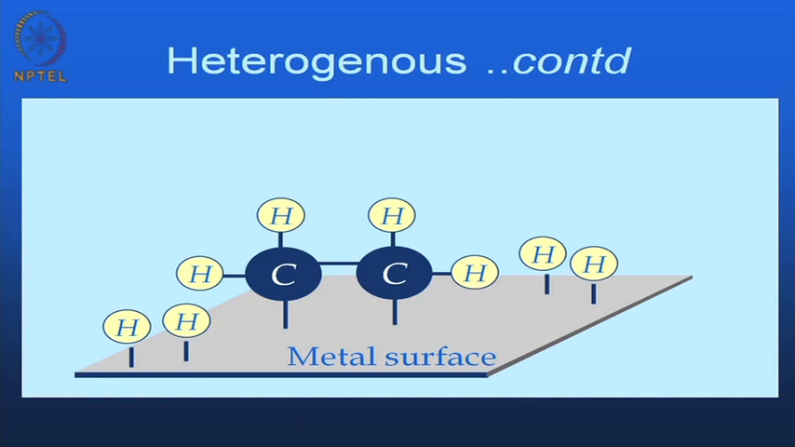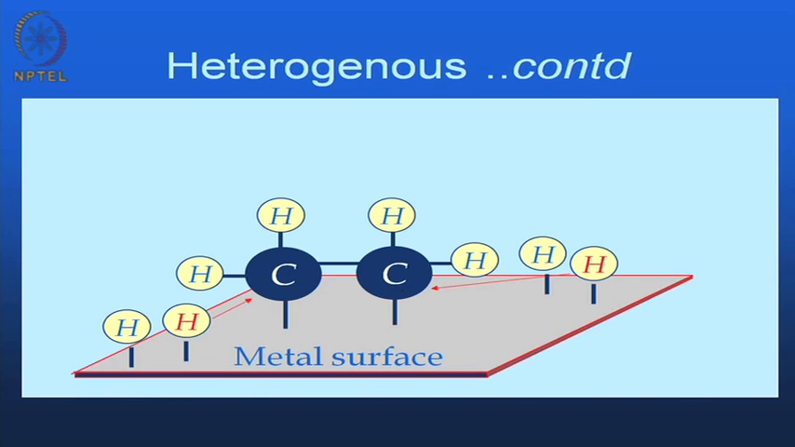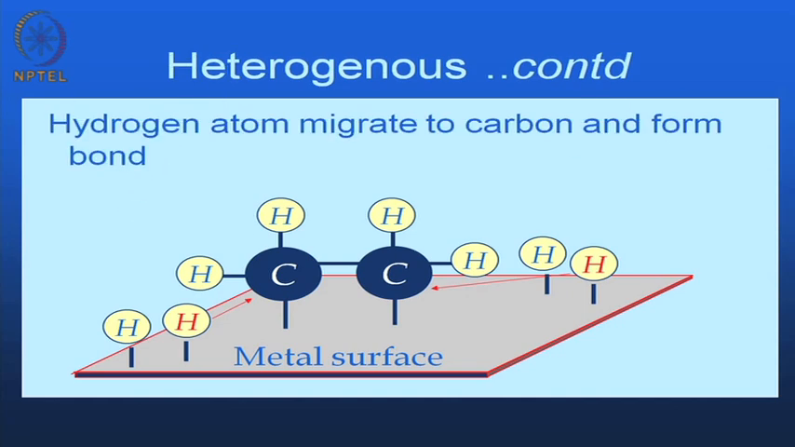Okay. So, next what will happen is that in order for these hydrogen atoms to take part in the formation of a CH bond, they should migrate close to this carbon or maybe this carbon, and they should come to a bonding distance, and after that they will make a bond. Okay. That will be shown in the next slide, that the hydrogen atoms migrate to the carbon and form a bond. So, this atom will migrate close to this carbon, and maybe this one will migrate to this.